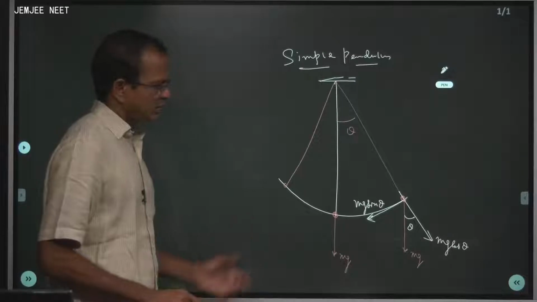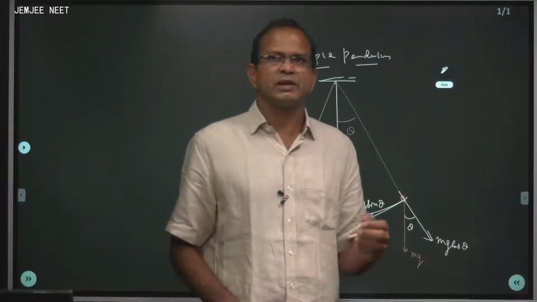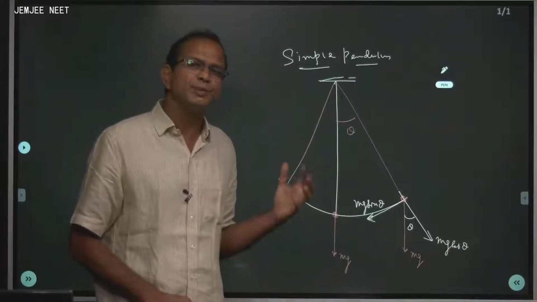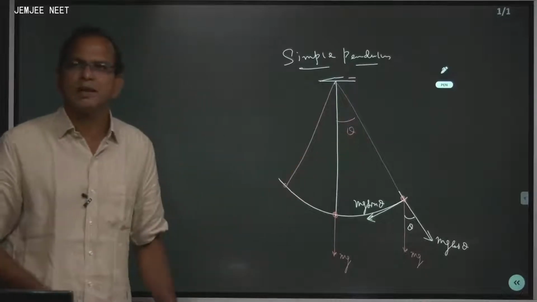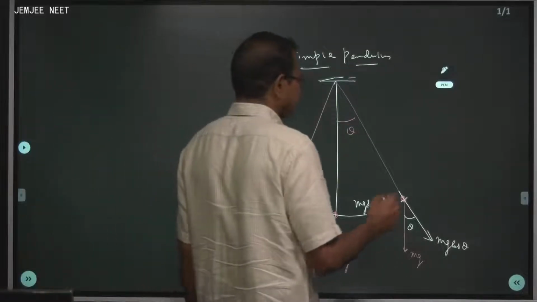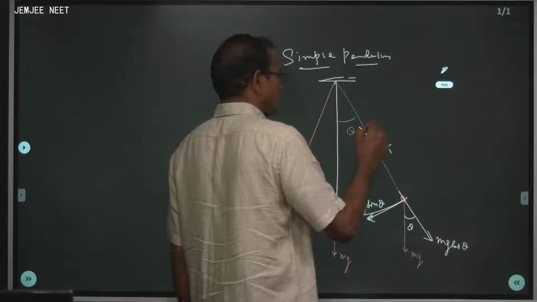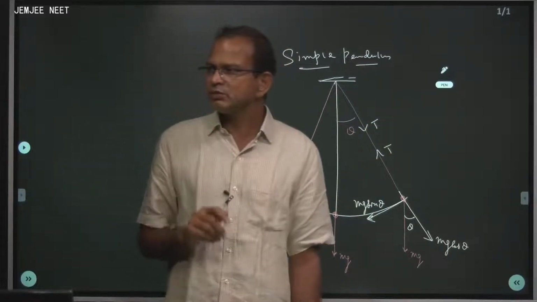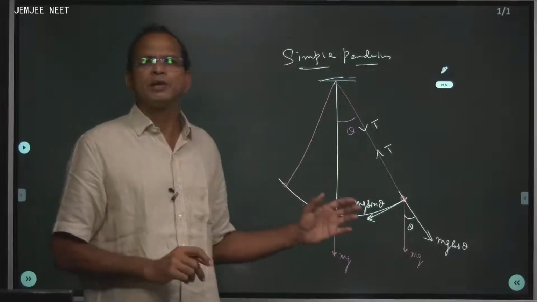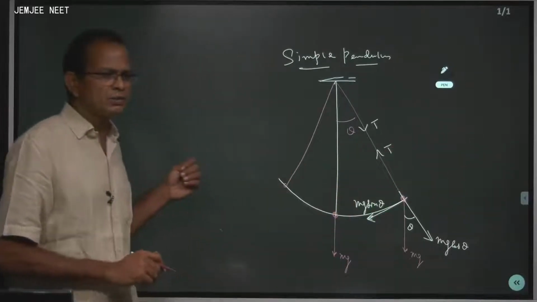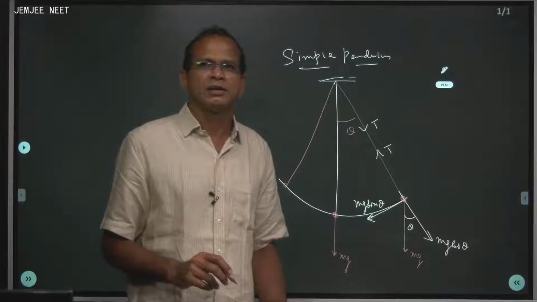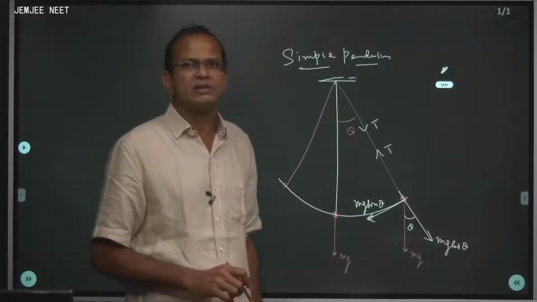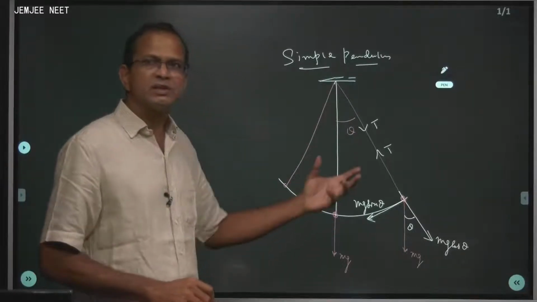Right? Now tell me, among mg cos theta and mg sin theta, who is the agency helping you in restoring your simple pendulum back to the mean position? mg sin theta, that's right. mg sin theta is the force which is helping you to come back.